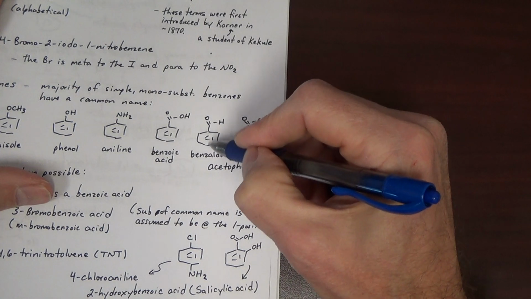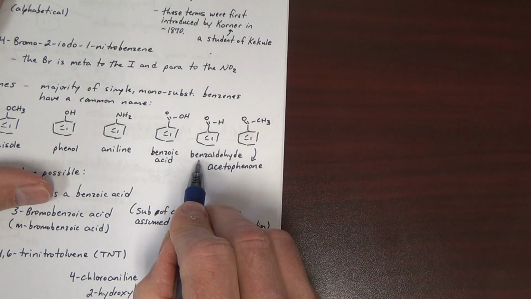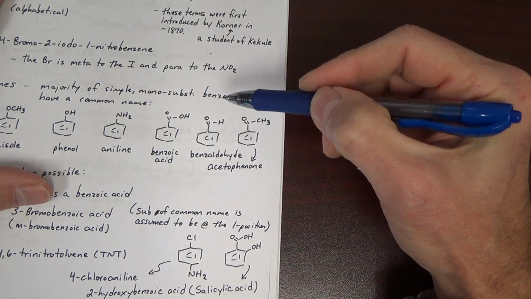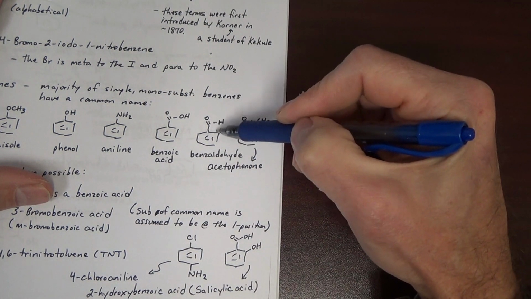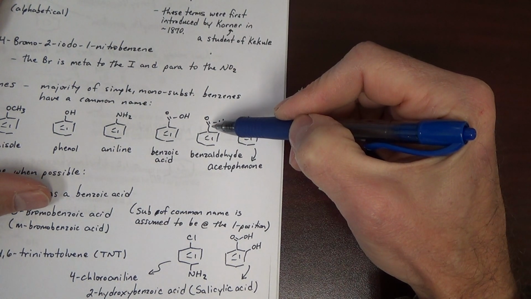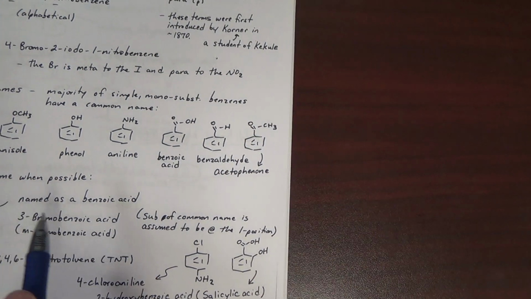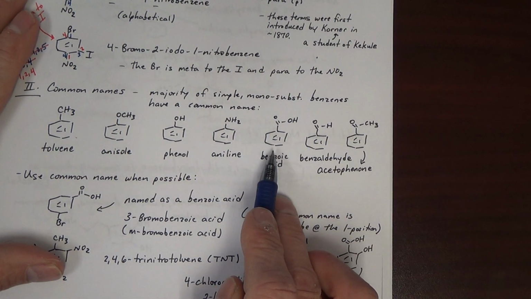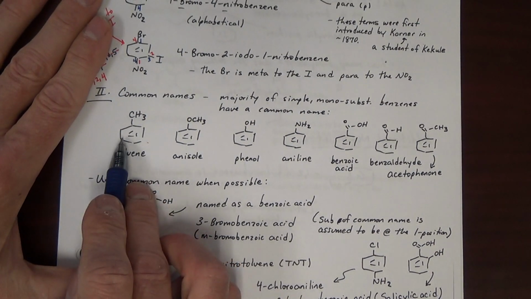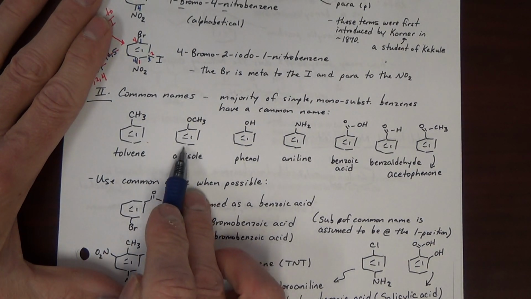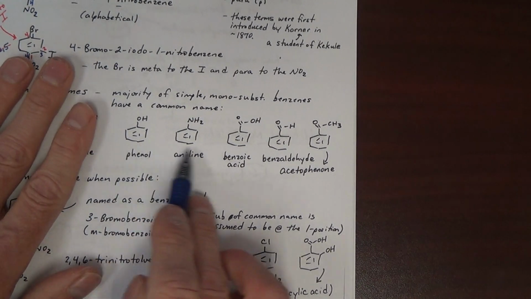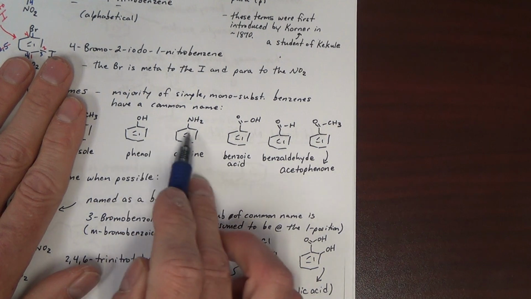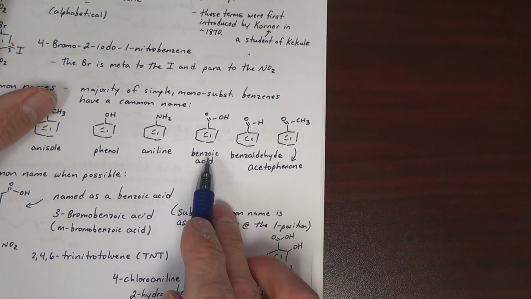If there's an aldehyde on the benzene ring, it's called simply benzaldehyde. Now, benzaldehyde is a liquid. In fact, everyone here is a liquid except for benzoic acid. Toluene's a common solvent. Anisole sometimes, rarely a solvent. Phenol and aniline are too reactive to be solvents, typically. They're more reactants. Benzoic acid is a solid.